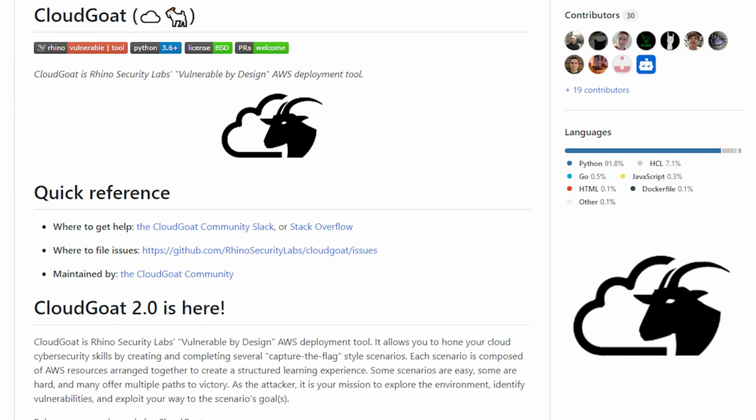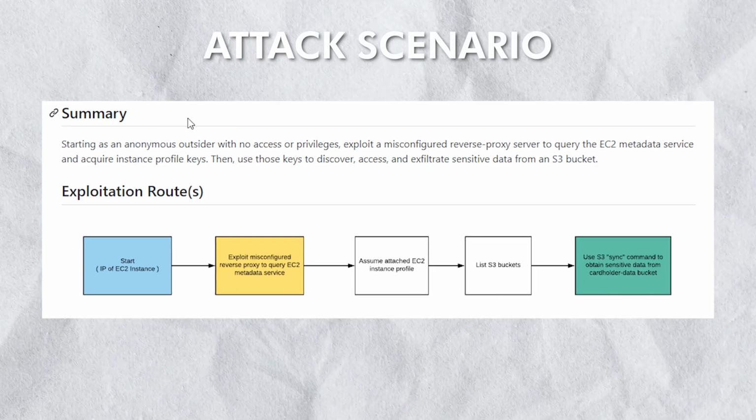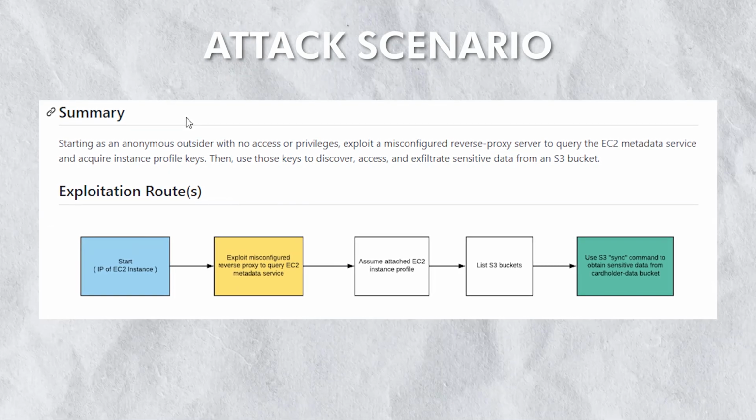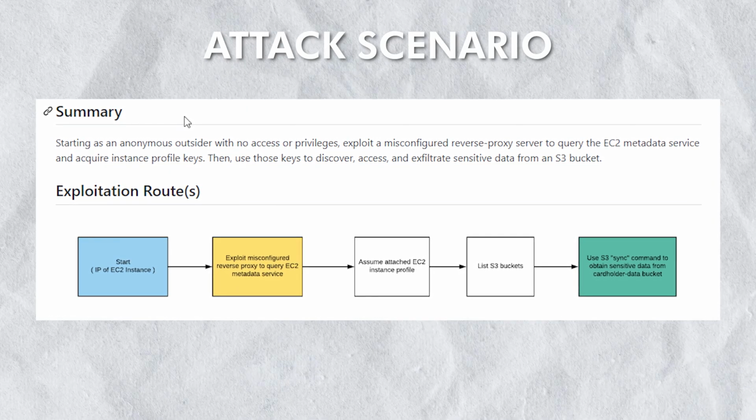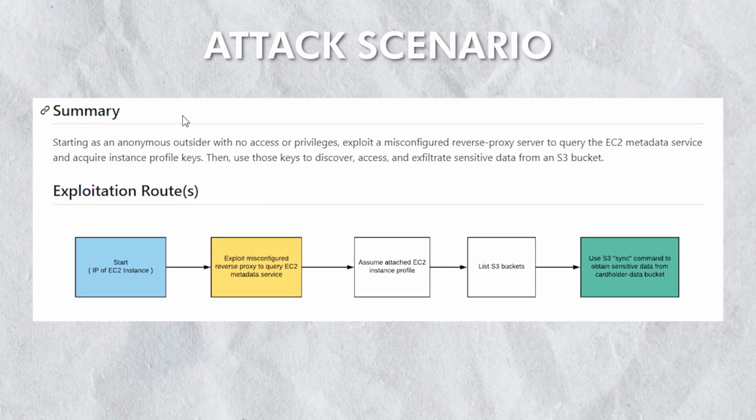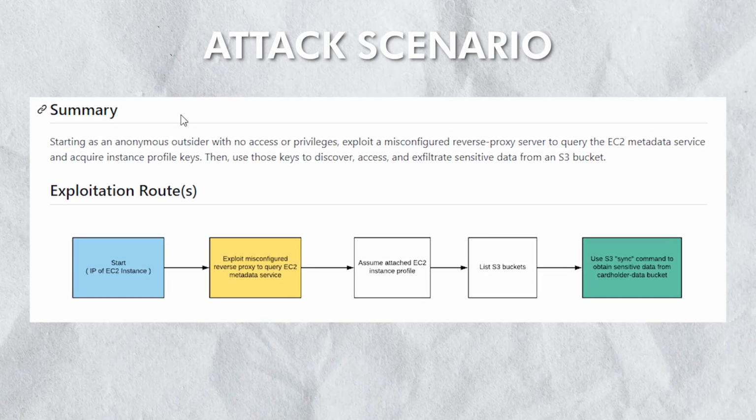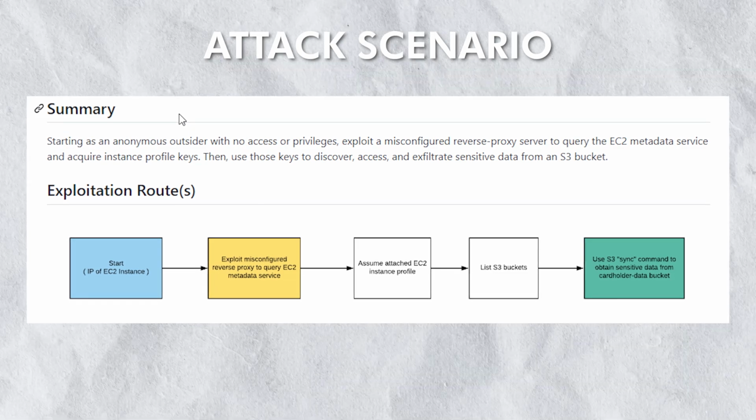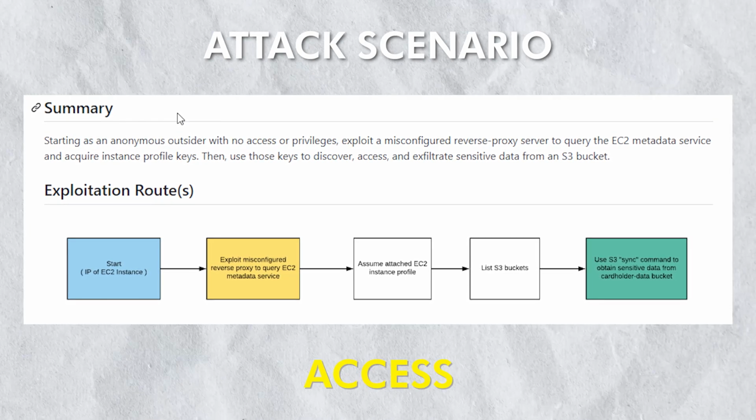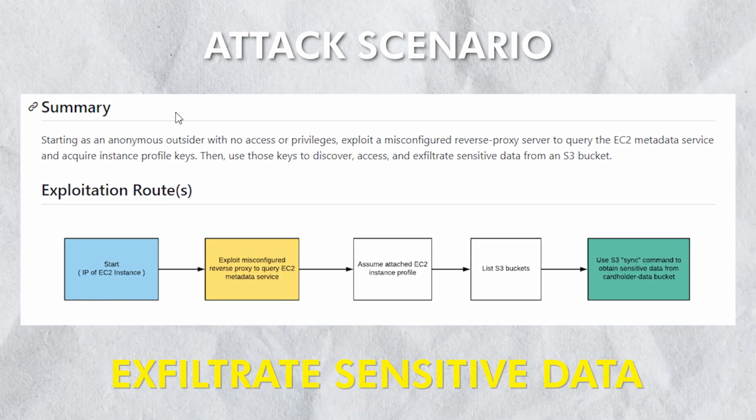This hack would eventually become one of the most popular and most referenced cloud attacks to have ever happened, and in this video, we will be replicating the exact same attack using the scenario from CloudGoat by Rhino Security Labs. Starting as an anonymous outsider with no access or privileges, we'll exploit a misconfigured reverse proxy server to query the EC2 metadata service and acquire instance profile keys. Then, we'll use those keys to discover, access, and exfiltrate sensitive data from an S3 bucket.